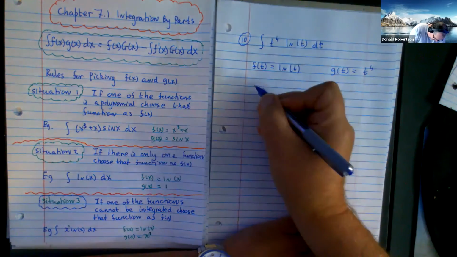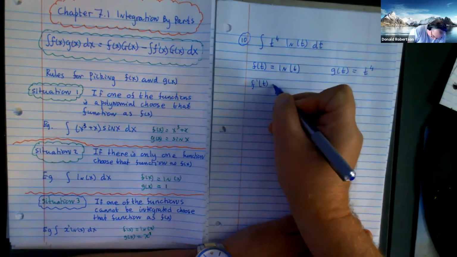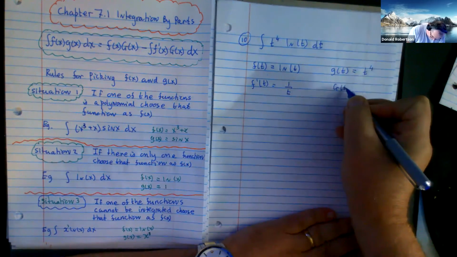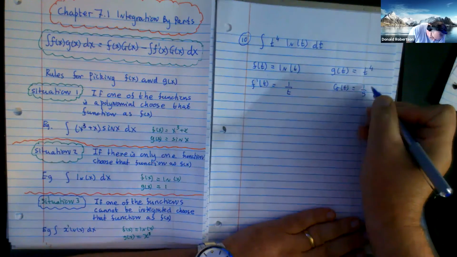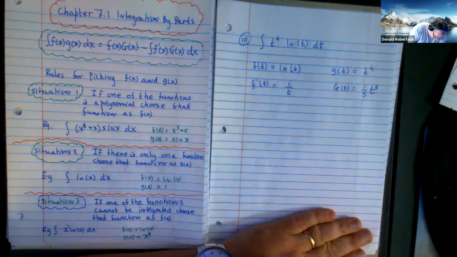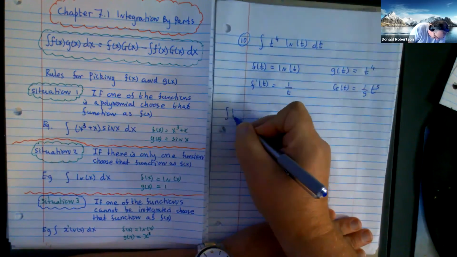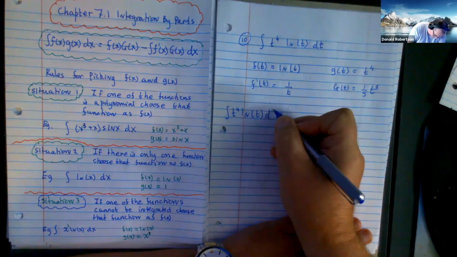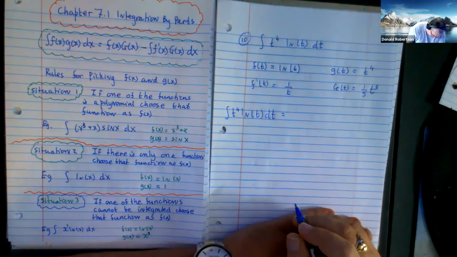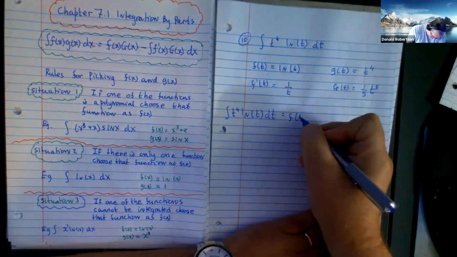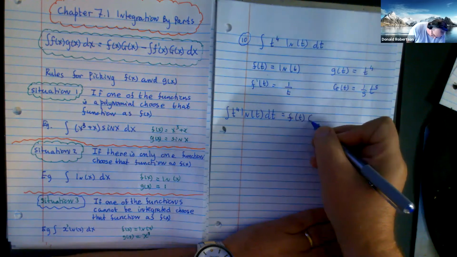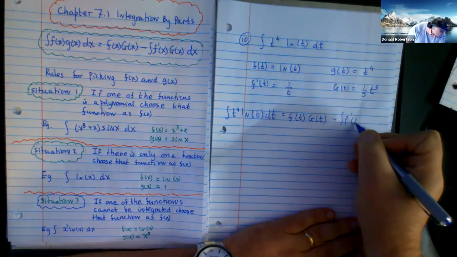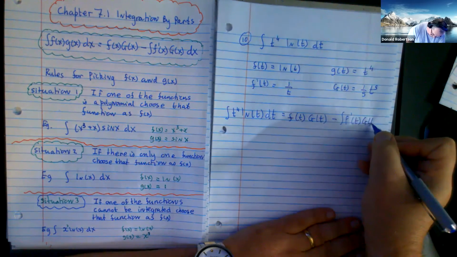Now, the derivative of this guy is not particularly onerous. It's just 1 over t. And the integral of this guy is really just a power rule, so nothing too special about that. So we should be able to put the package together and hopefully get something nice out of it. So it's going to be f of t times capital G, take away the integral of f dashed of t times capital G.